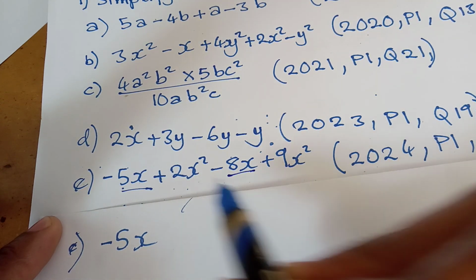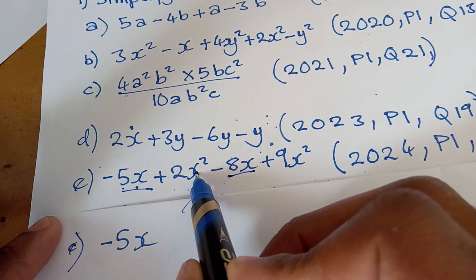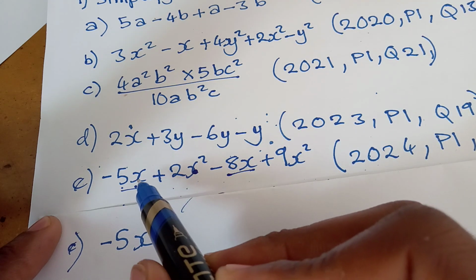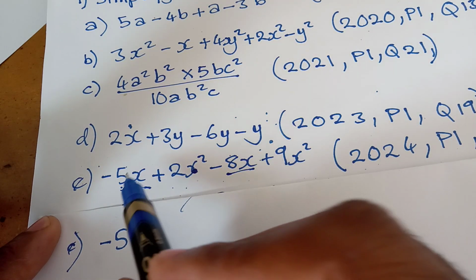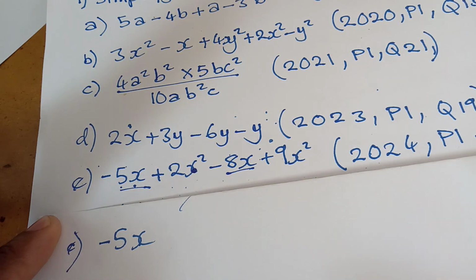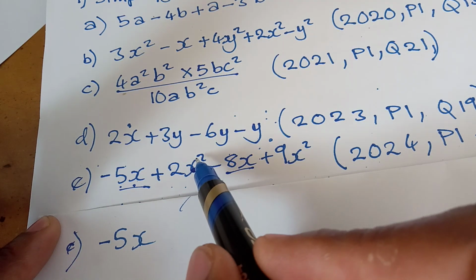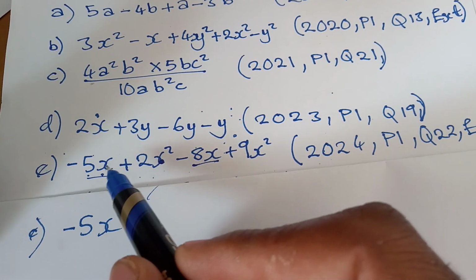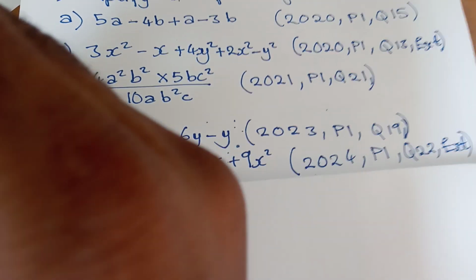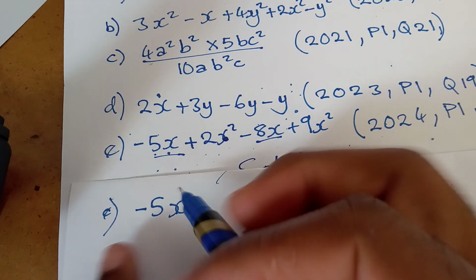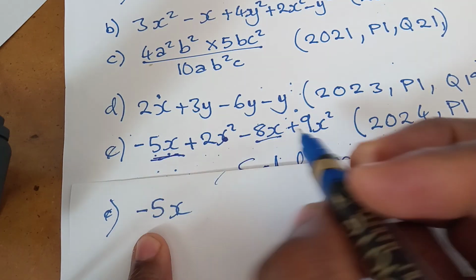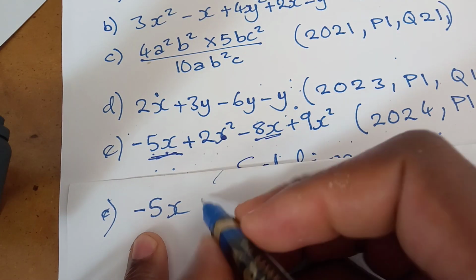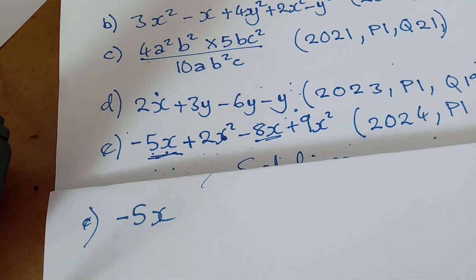So this and this are unlike terms, despite the fact that they both have an x on them. But because this x here is squared and this one is not, the two are considered to be unlike terms. Okay. So after getting this, I can move on to this one here. Remember, these two are like terms.